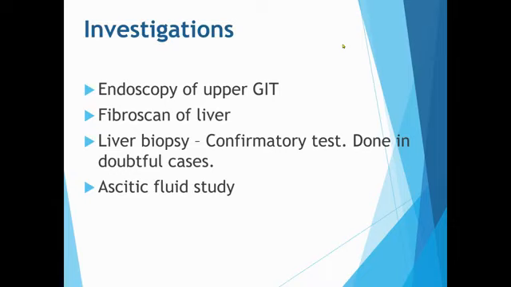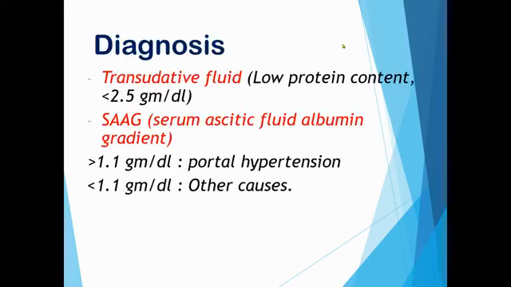The next important investigation is ascitic fluid study. We know that depending on the protein content, there are two types of ascites, transudative ascites and exudative ascites. And in case of chronic liver disease, we'll get, in most of the cases, transudative ascites, where the protein content is less than 2.5 gram per deciliter. But it is true for 70% cases. In 30% cases, you will see that the protein content is more than 2.5 gram per deciliter, which will confuse you to reach the diagnosis.